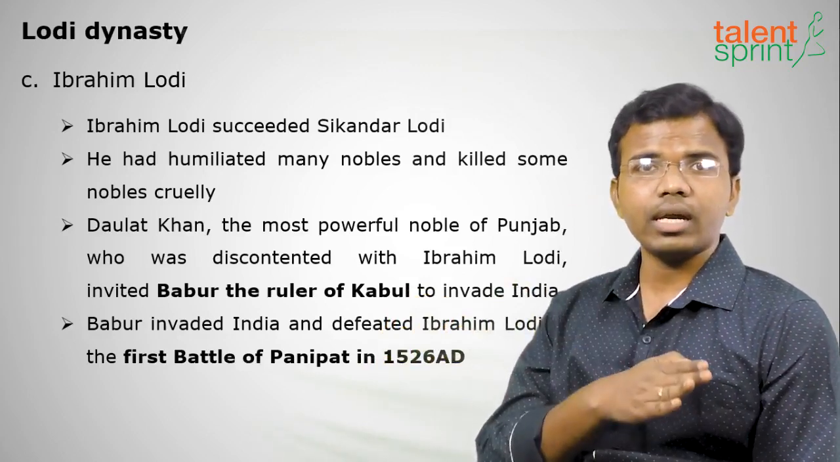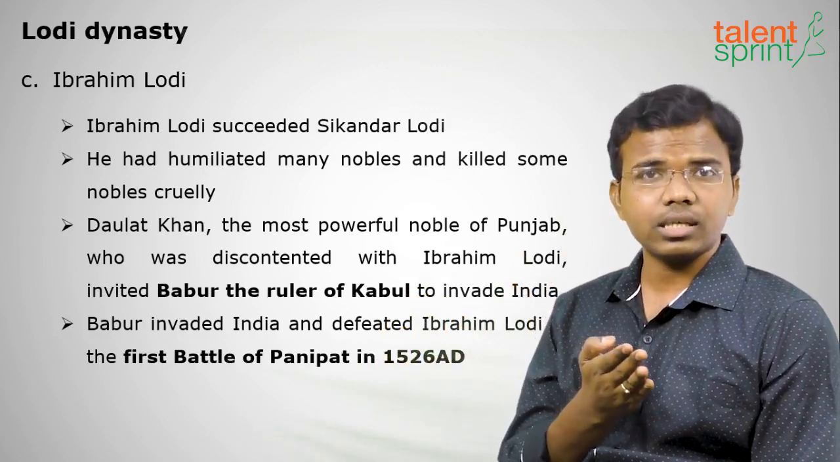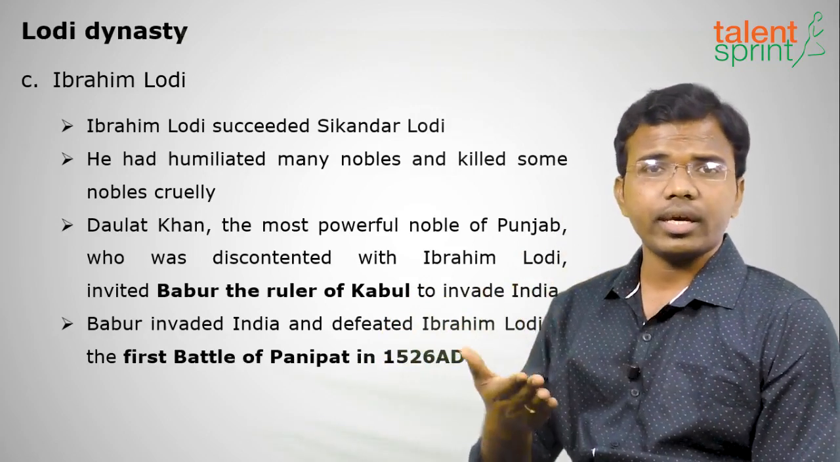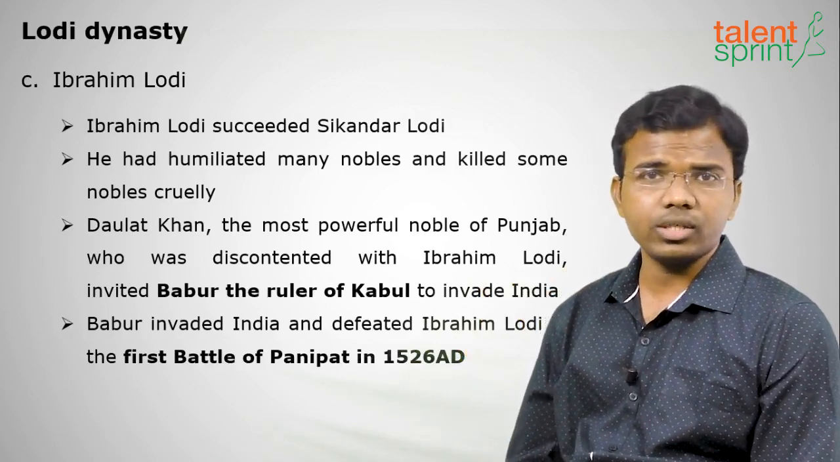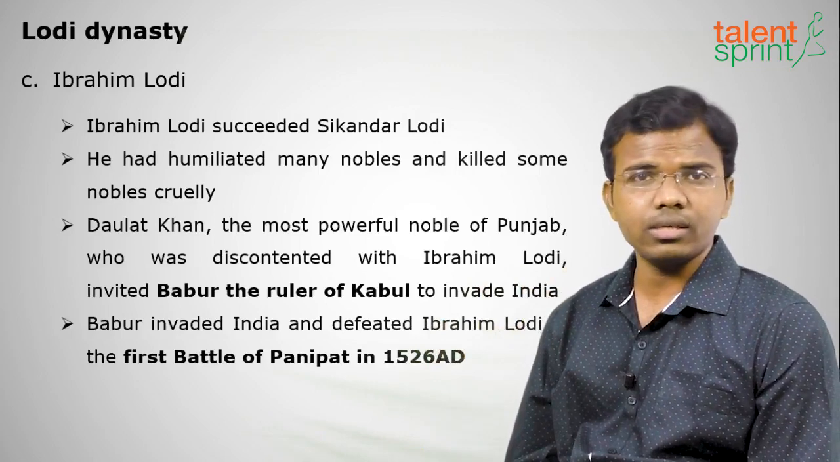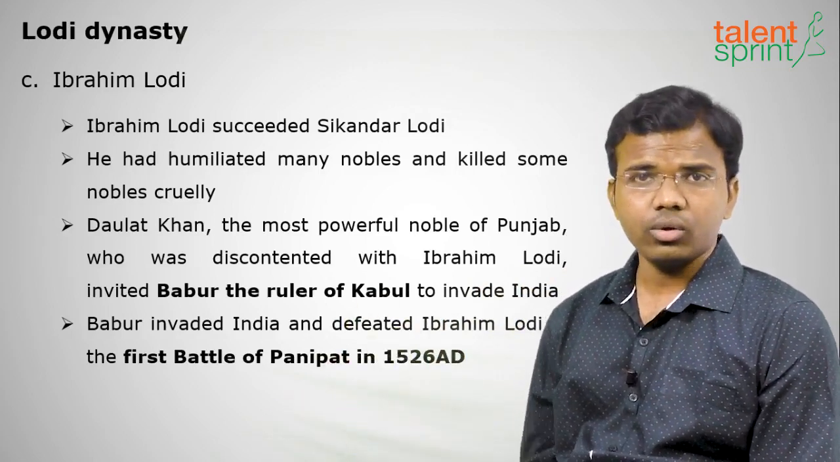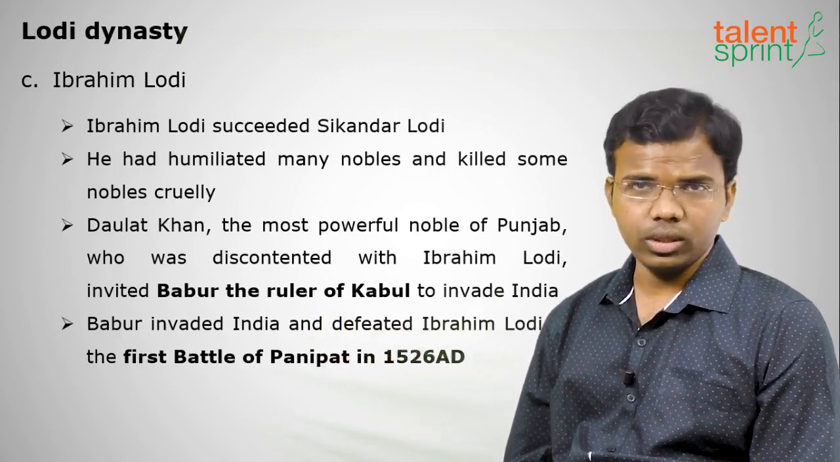So first is slave dynasty established by Qutbuddin Aibak, then Khilji dynasty established by Jalaluddin Khilji. Next is Tughlaq dynasty established by Ghiyasuddin Tughlaq. Next is Sayyid dynasty established by Khizr Khan. The next is the Lodi dynasty established by Bahulal Lodi. Okay, so 1206 to 1526 is the timeline of Delhi Sultanate, right? So this is about Delhi Sultanate.